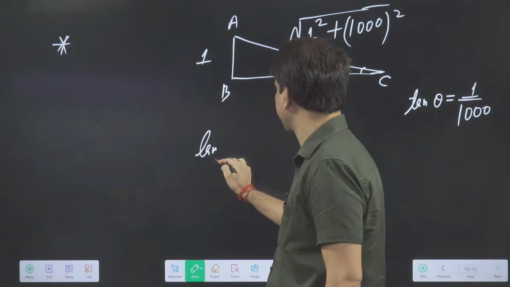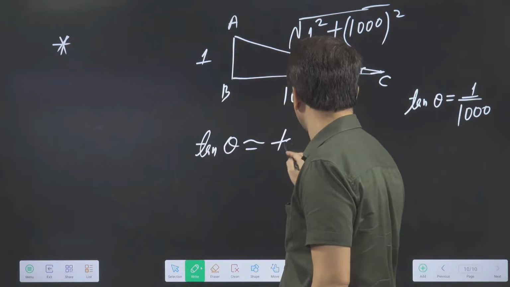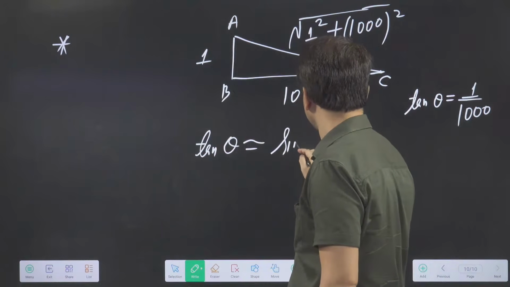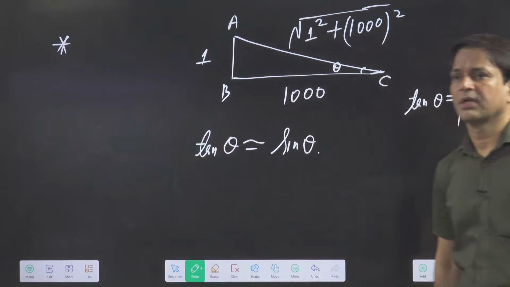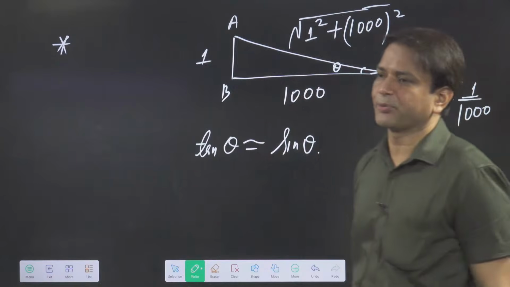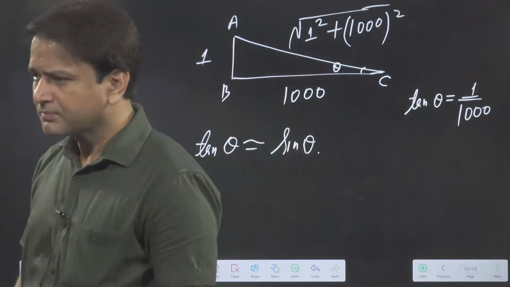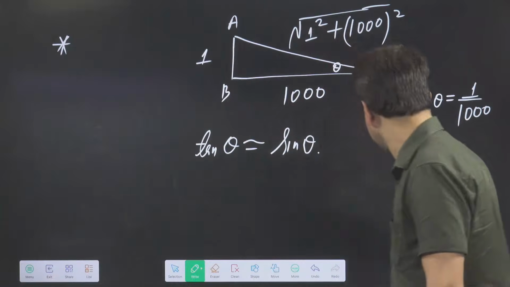So we can say what? Tan theta is nearly equal to what? Equal to sine theta. So everybody got the meaning of this approximation? One more example I will show.